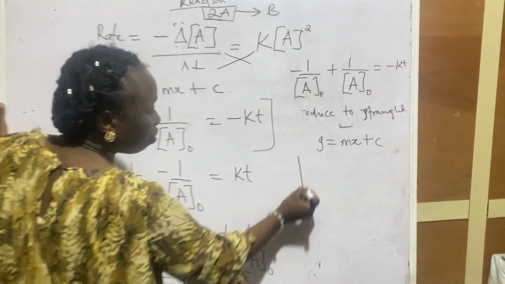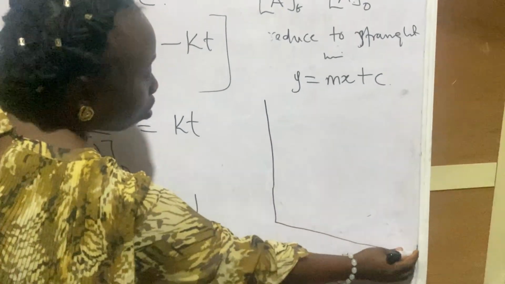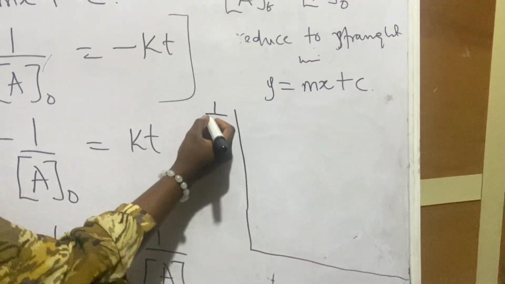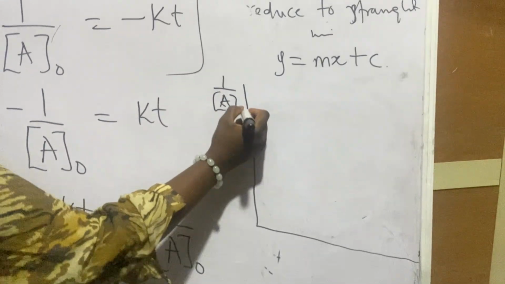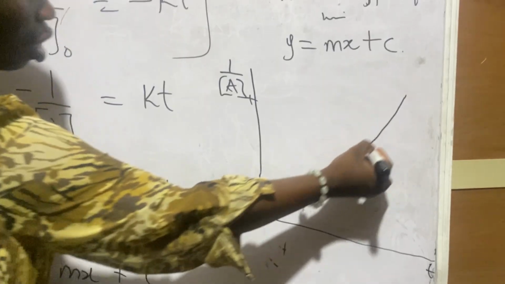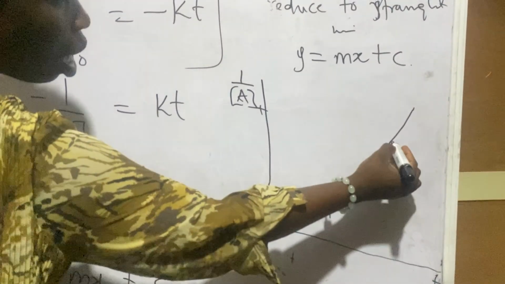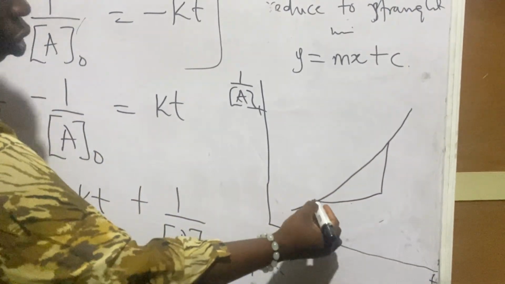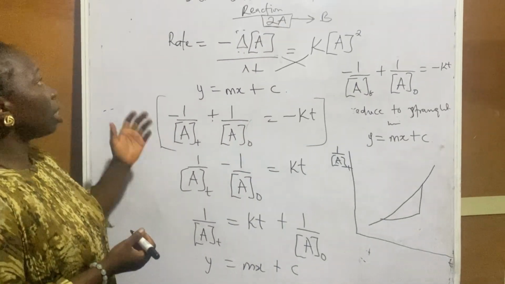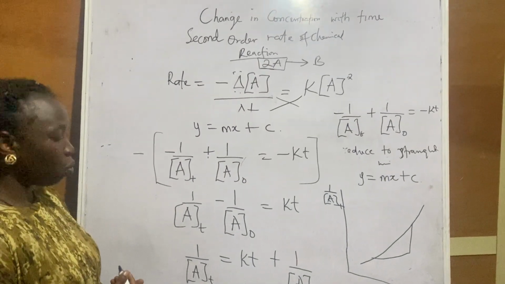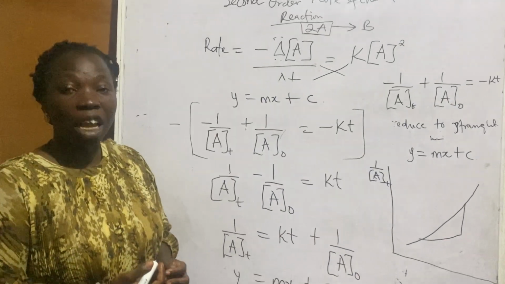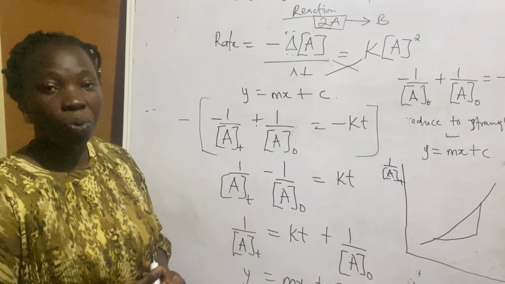Because it's a positive graph, remember our y-axis is the vertical line and our x-axis is the t. So a positive graph will give us something like this, and we'll have a positive slope. So this is the second order rate of chemical reaction. Now we are going to prove that of the zero order rate of chemical reaction.